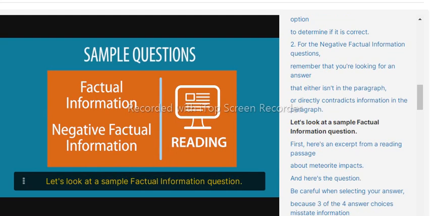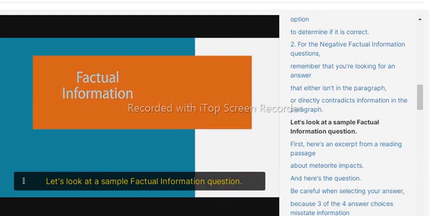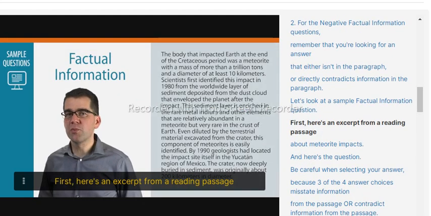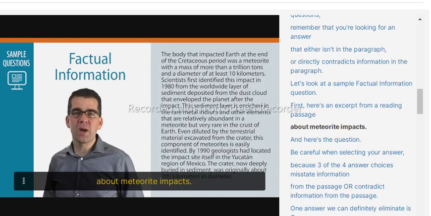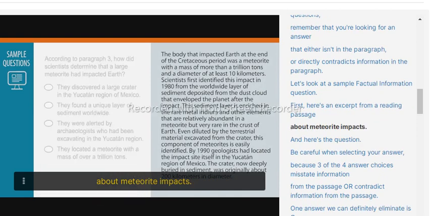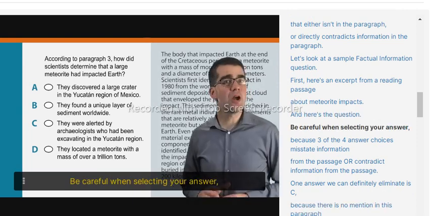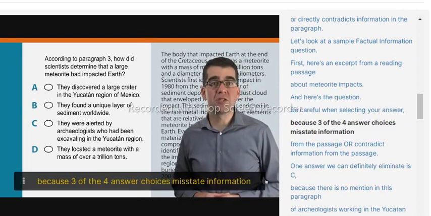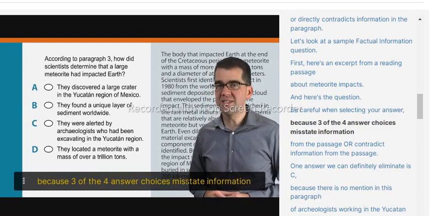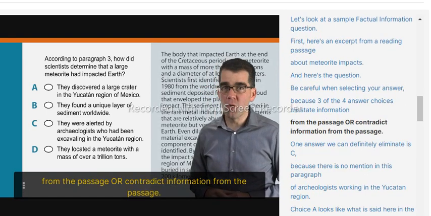Let's look at a sample factual information question. First, here's an excerpt from a reading passage about meteorite impacts. And here's the question. Be careful when selecting your answer, because 3 of the 4 answer choices misstate information from the passage or contradict information from the passage.